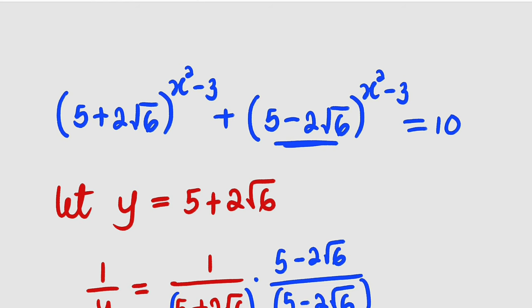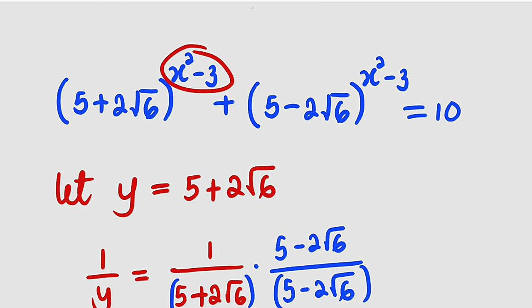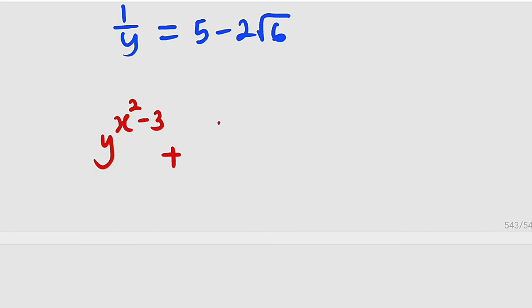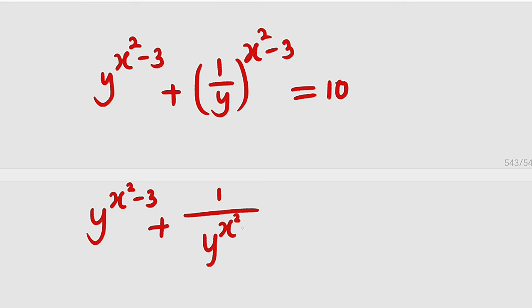So let us back substitute. Our equation becomes y raised to the power of x squared minus 3, because the exponent is x squared minus 3, we have already declared this with y, then plus the other one, which is nothing but the reciprocal of y raised to the power of x squared minus 3, and this remains equal to 10. This is y to the power of x squared minus 3 plus 1 to the power of whatever is still 1. So we have 1 divided by y to the power of x squared minus 3, and this is equal to 10.